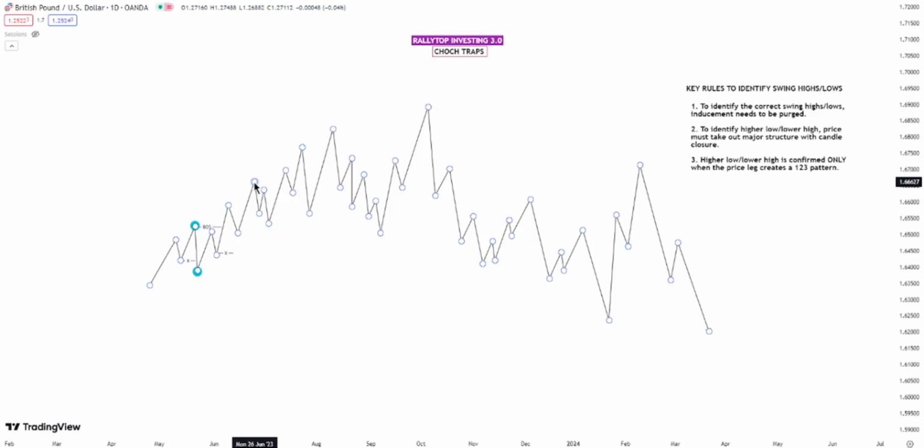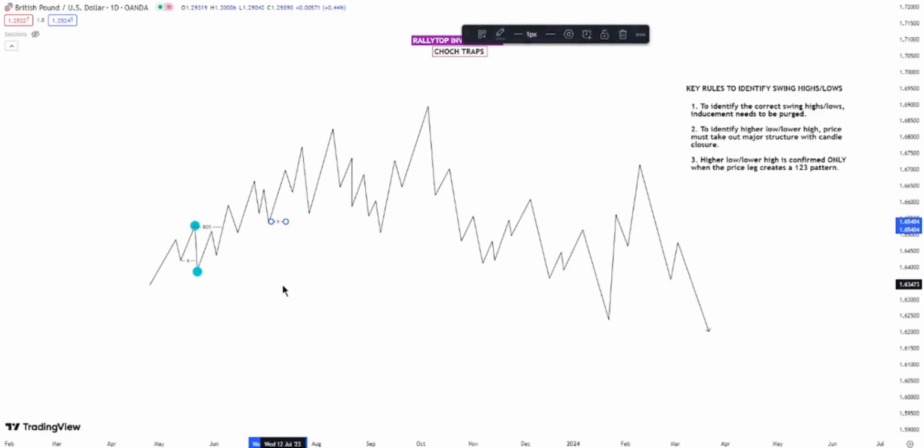For this new high to be confirmed as your swing high, rule number 1 is needed. Inducement is needed. And where is the inducement here? Well, your inducement is now transferred from here to this point. Simple. And as you can see, it didn't take it out before creating a new high.